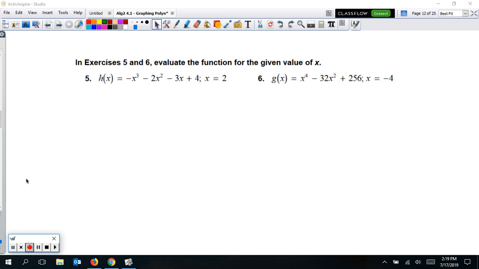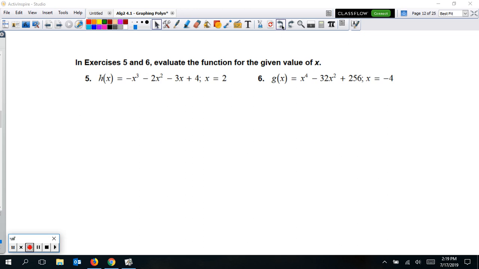Okay, so problem 5 and 6 just wants you to evaluate the function for the given value of x. So here's our function, the h of x function. It's a polynomial function in standard form, descending order. We want to evaluate it for x equals 2. So that's our input number. We're just going to plug it in and find the output number, which would be your y. Remember, h of x is the same thing as y, so you can think of this as your y.